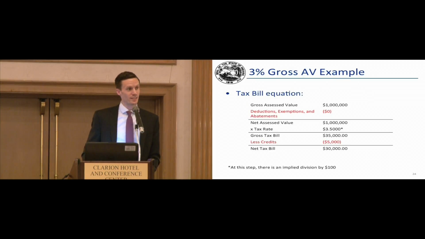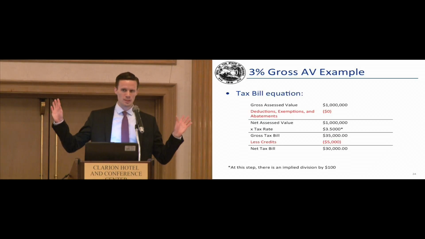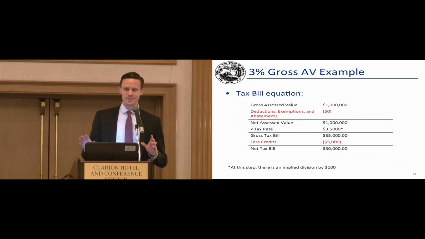So here's an example of a 3% gross assessed value example. No real details, it's just a very basic example. We're going to say it's a business operating. They happen to have exactly $1 million in gross assessed value. They've got that $3.50 tax rate. Their gross and their net assessed value is going to be the exact same. In this case, they also have a tax bill that's too high relative to what they're eligible to pay, so they're going to receive a $5,000 circuit breaker credit.